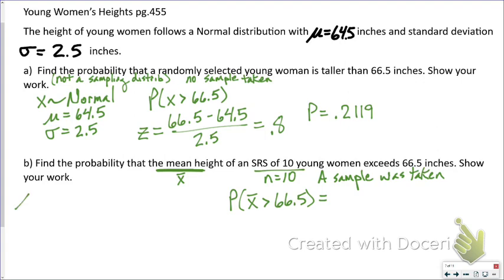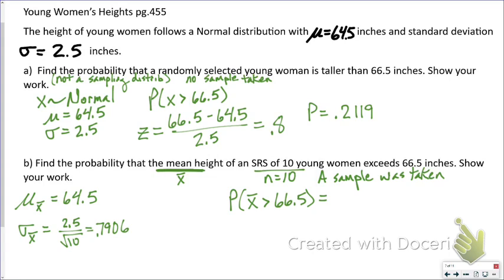We need to find the mean of the means, the standard deviation of the means. Mean of the means is easy. It's not changed, 64.5. That's in your handout. Mean of the means is the true mean. Standard deviation is the true standard deviation divided by square root of the sample, and we get 0.7906. And then we need to find the probability.